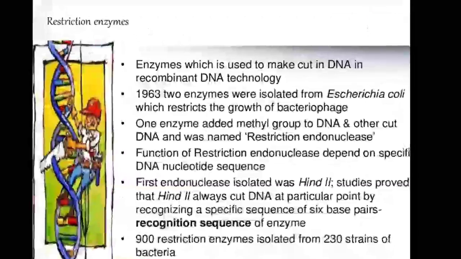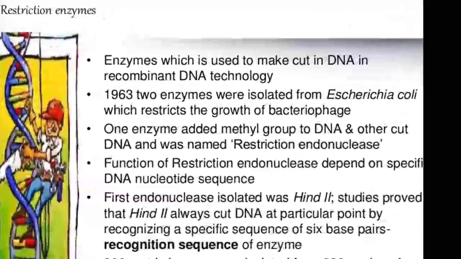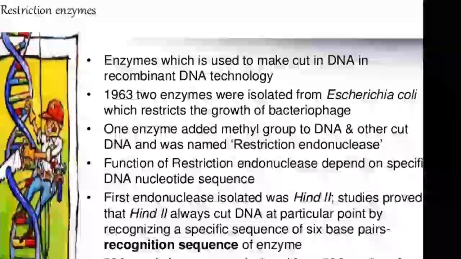So, number one is the restriction enzyme. What are restriction enzymes? Restriction enzymes are used to make cuts in the DNA in recombinant DNA technology. These are a group of enzymes used to cut the DNA into small pieces as per requirement.